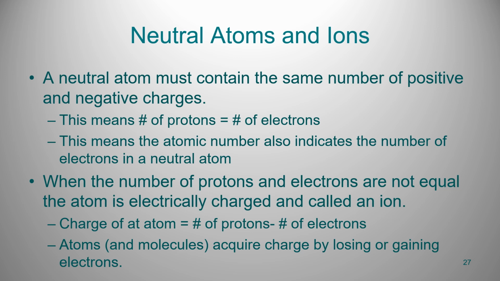A neutral atom has to contain the same number of positive and negative charges, and so the number of protons will equal the number of electrons for a neutral atom. So if I told you that sodium atom had 11 protons, 12 neutrons, and if it's neutral, it also has to have 11 electrons. When the protons and electrons are not equal to each other, and we'll talk more about this in coming chapters, the atom becomes electrically charged, and it's called an ion. So an ion is an electrically charged particle.